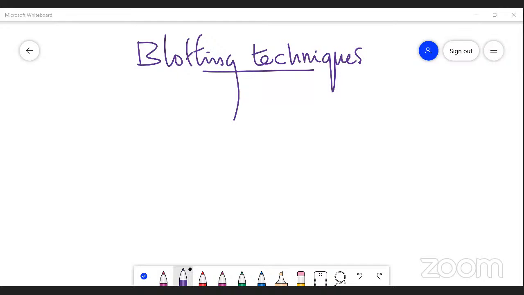Now we are going to discuss blotting techniques, right? Now it is of several types. Before that, what is blotting technique?